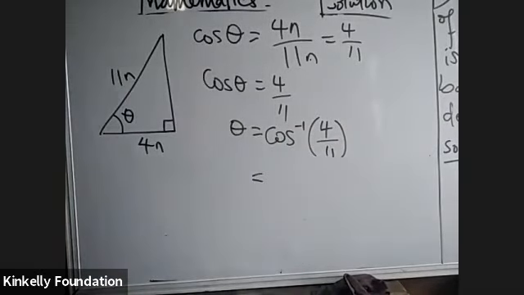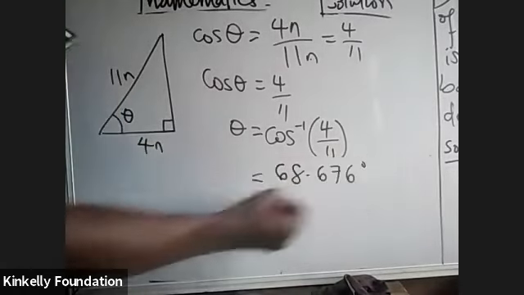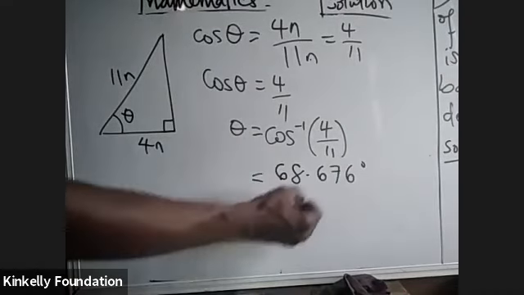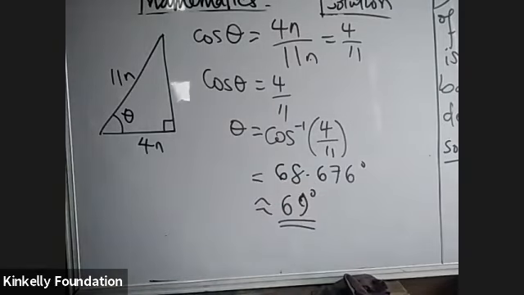Now, use your calculator and get it. Second function of cos inverse of 4 over 11, you have 68.676 degrees. And to the nearest degree, we have 69 degrees. So this is the size of the base angle of that isosceles triangle.